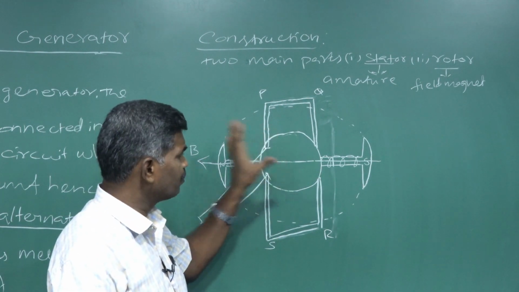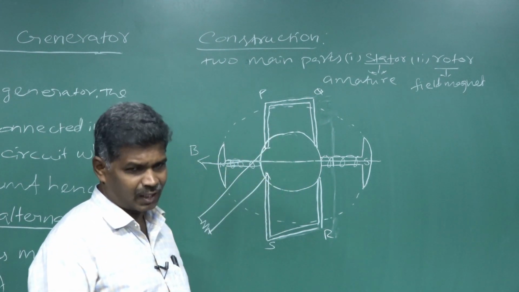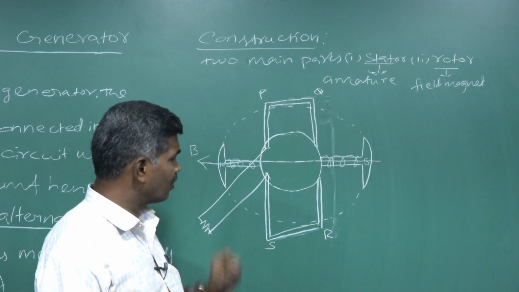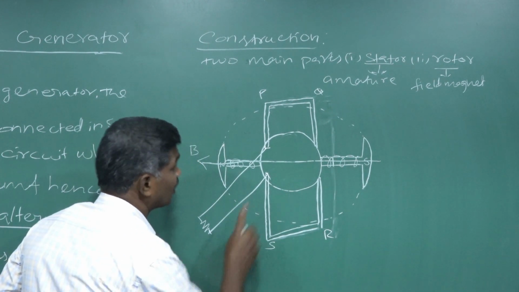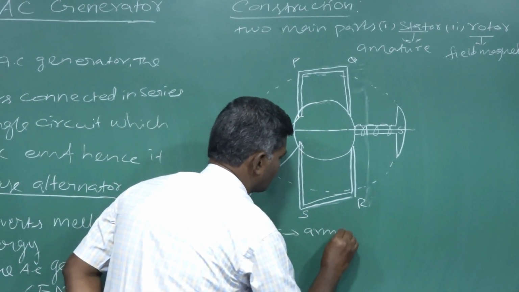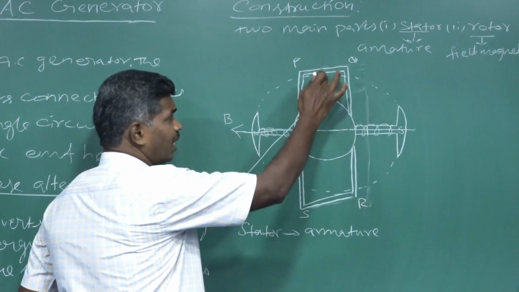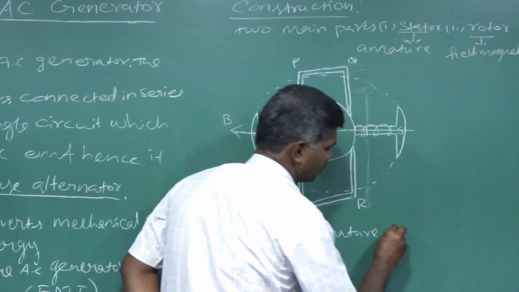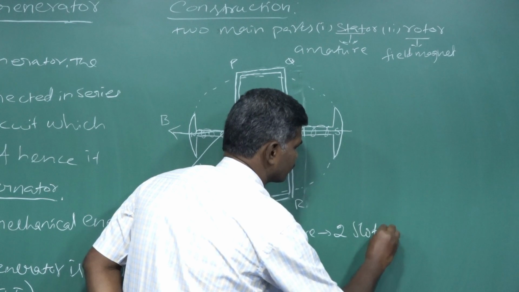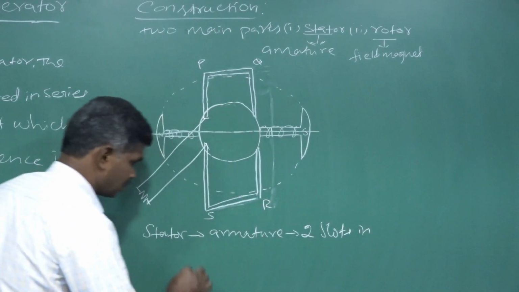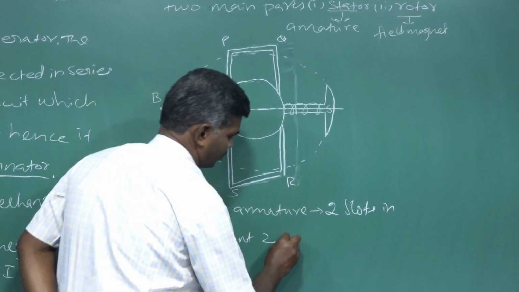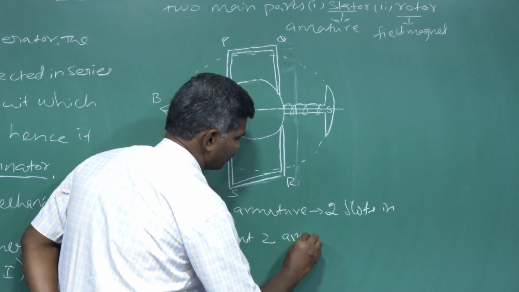That is the very simplest diagram for our AC generator. That is the construction of our AC generators. So what parts do we have? We have an armature, that is the stator. Which one is the stator? The armature. There we have two conductors, because in our single phase AC generator we have two slots. In the two slots we mount two conductors, that is the armature conductors.